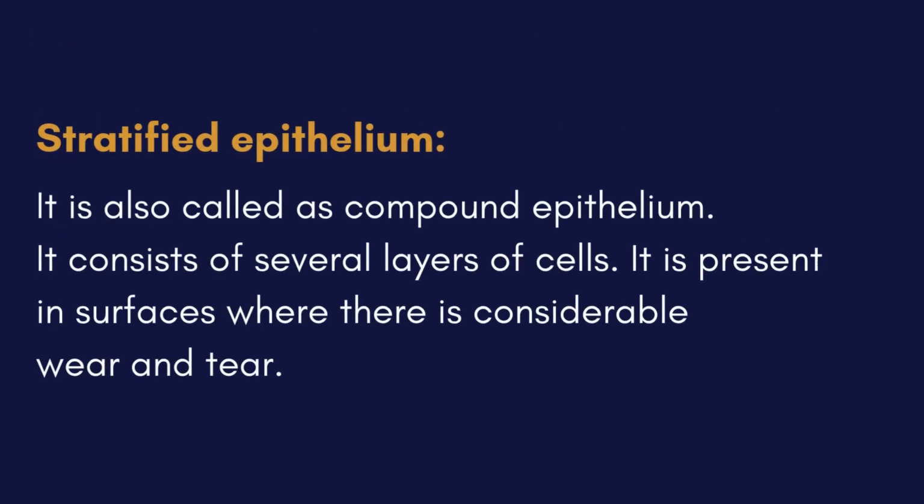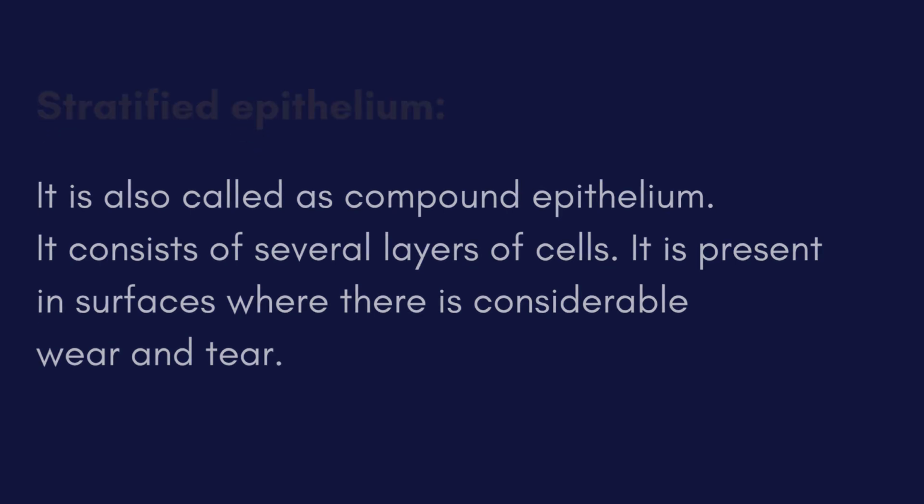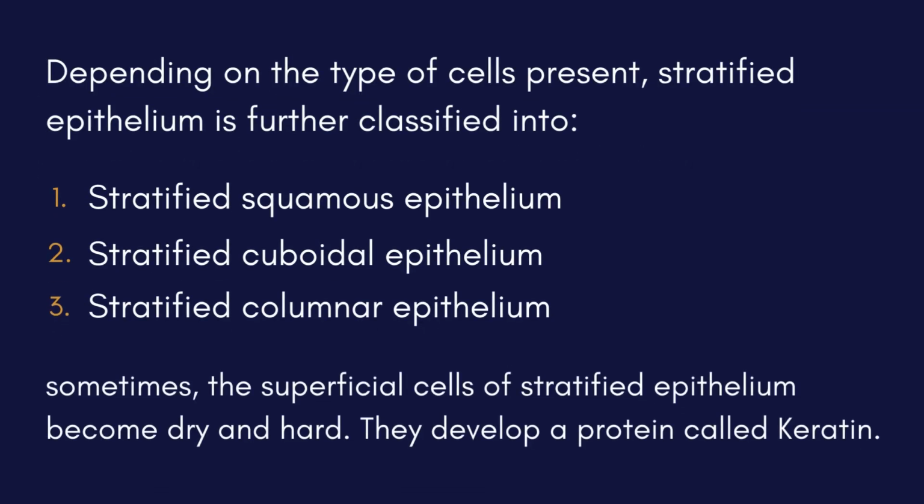Stratified epithelium. It is also called compound epithelium. It consists of several layers of cells. It is present in surfaces where there is considerable wear and tear. Depending on the type of cells present, stratified epithelium is further classified into stratified squamous epithelium, stratified cuboidal epithelium, stratified columnar epithelium. Sometimes, the superficial cells of stratified epithelium become dry and hard. They develop a protein called keratin.